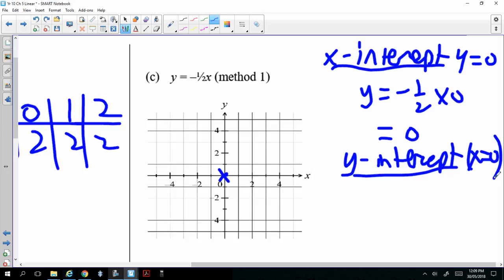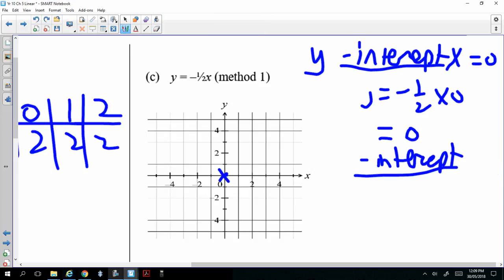actually, I did it wrong. That should be the other way around. That should be the y-intercept. Yeah. Sorry about that. So that's the y-intercept when you put x as 0. And now I'll do the x-intercept, put y equal to 0.